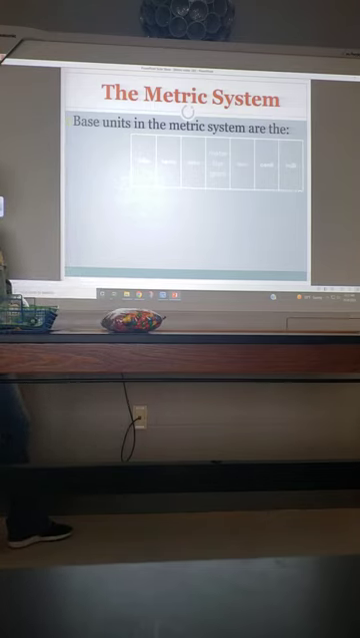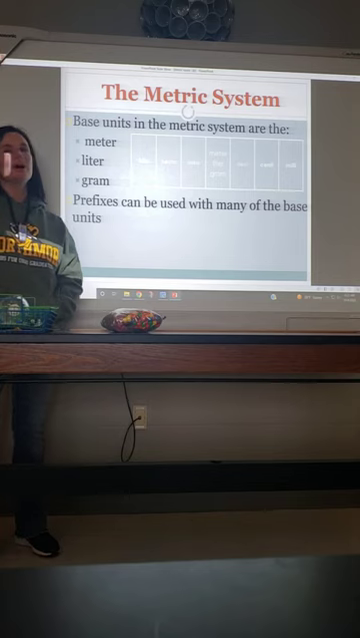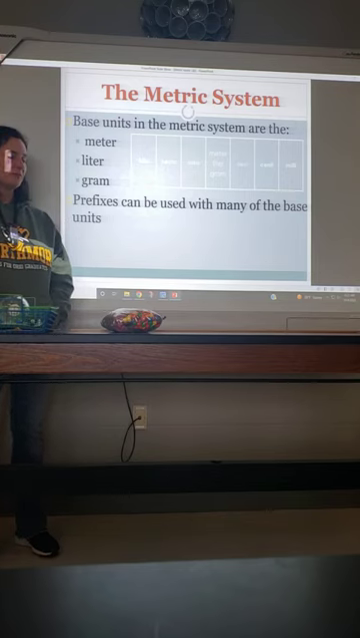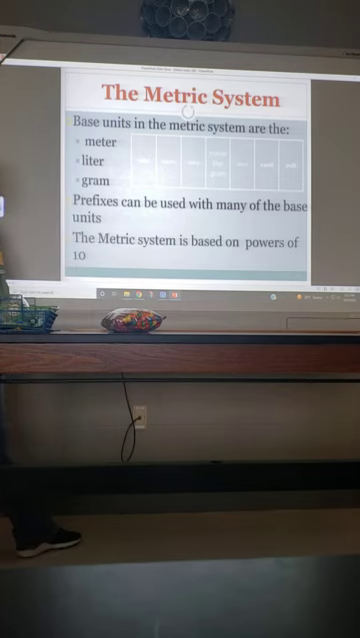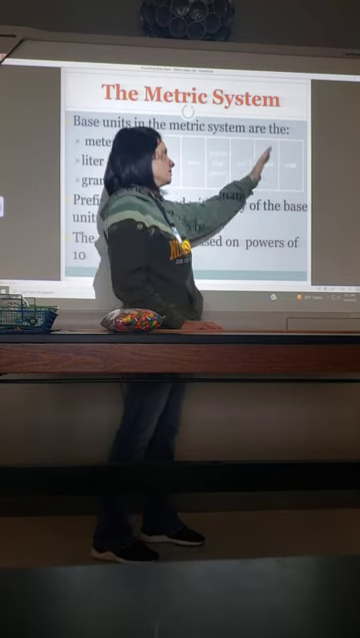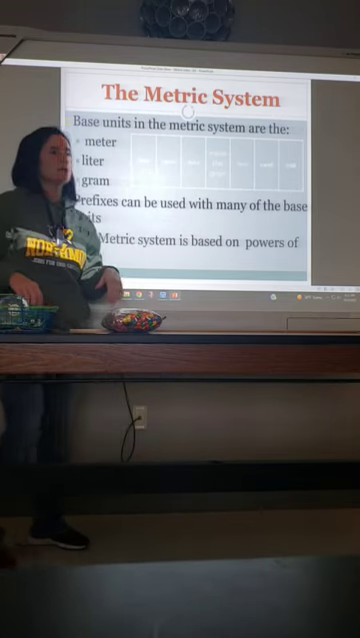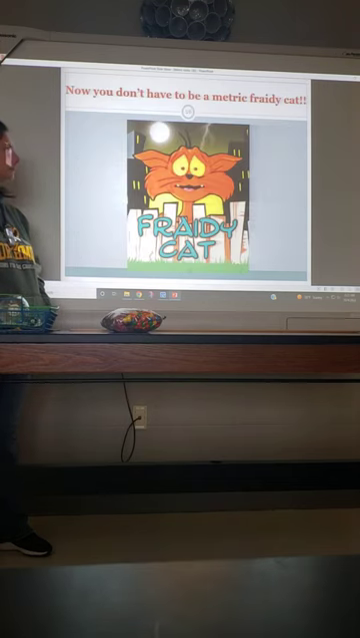And prefix means before, so we know that the prefixes will always come before. So the meter, the liter, and the gram get those six prefixes put in front of them. And so we really have one system, but we can represent an infinite amount of data with those three bases and prefixes. We call this based on powers of 10, because starting here at the far right, every position that you go up, you're basically increasing the place value by one, or going up by a power of 10.